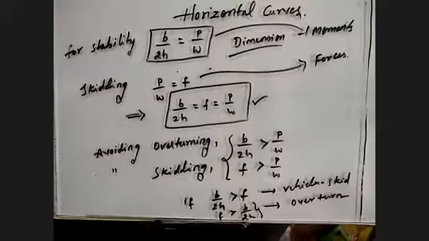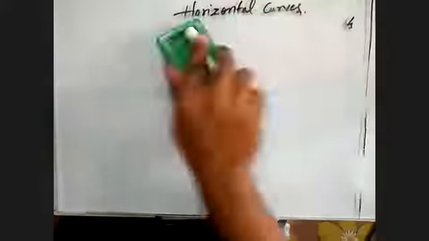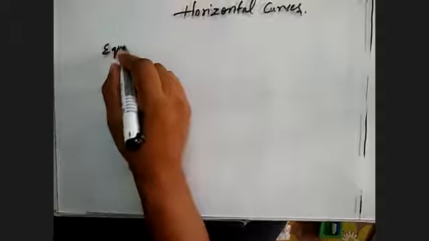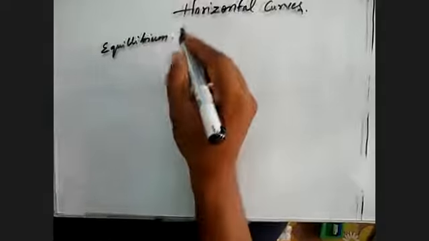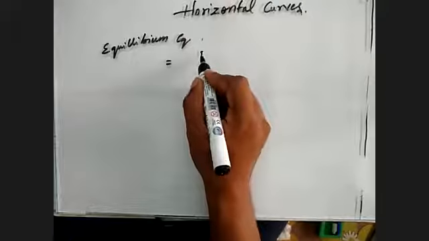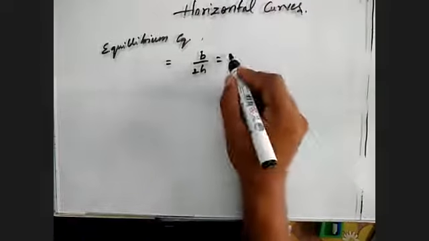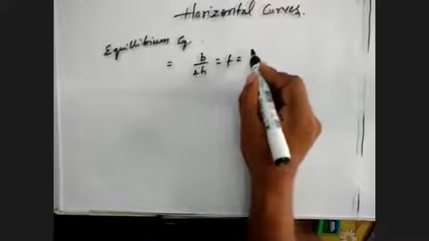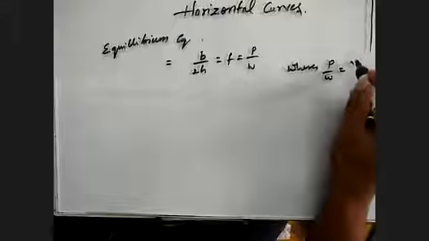Recalling all those things, our equilibrium equation states that base over 2 height equals friction, which should equal P by W, where P by W is V square by GR. That's the formula I have given you in advance.